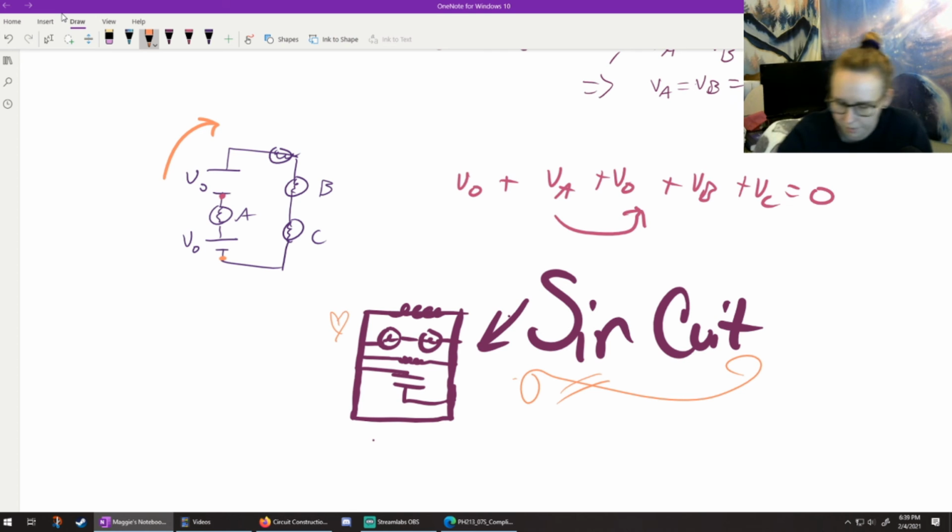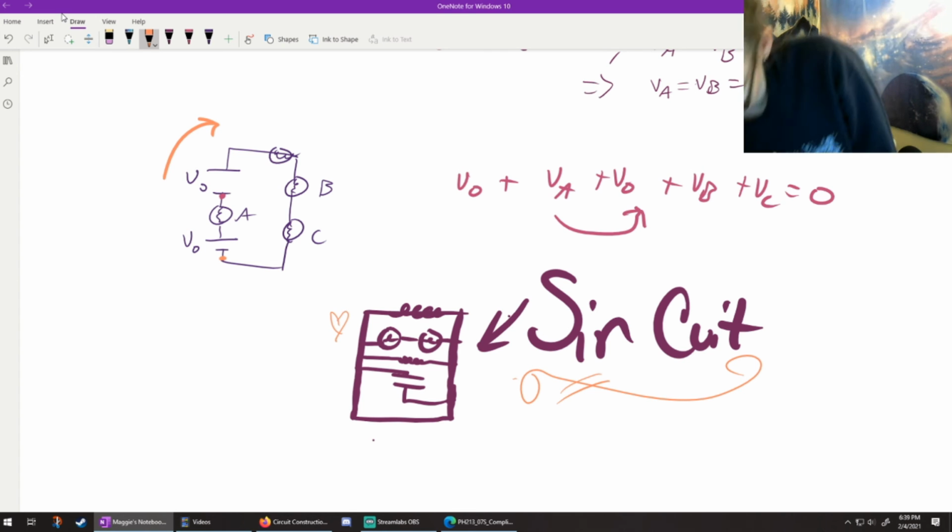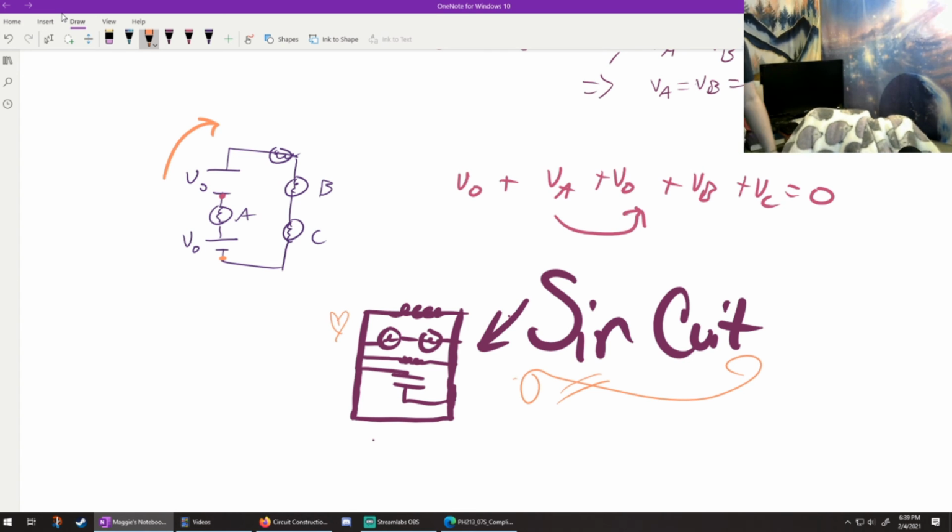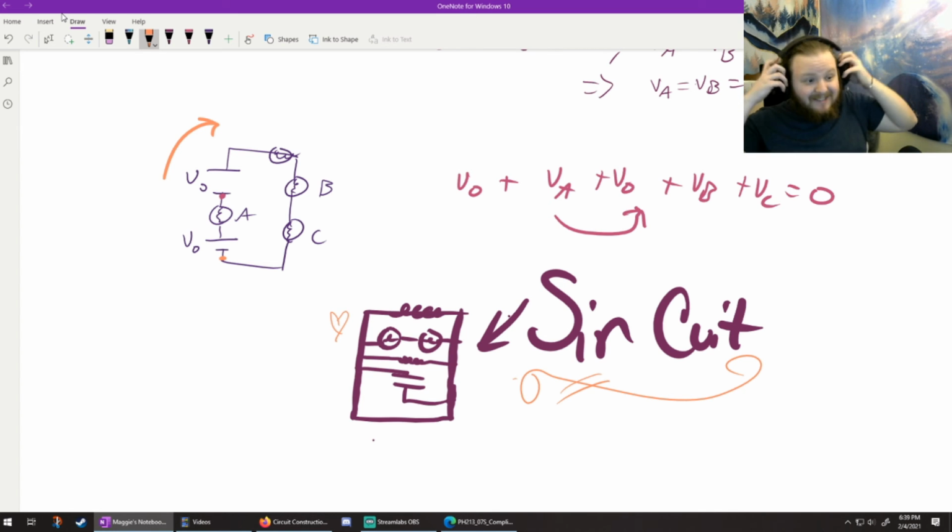I drew you a guy. Thank you. Oh, this is Sir Cut? Oh, Sir Cut is adorable. How's it going, Sir Cut? You are gorgeous. He's got an inductor for a mustache. I love it. Thank you, Maggie, for covering. Okay. I don't want to delete Sir Cut. I'll just scroll down.